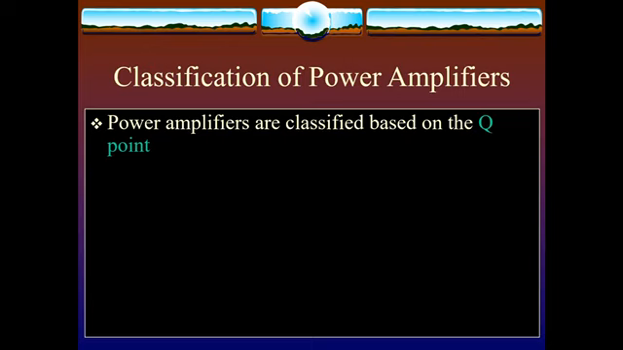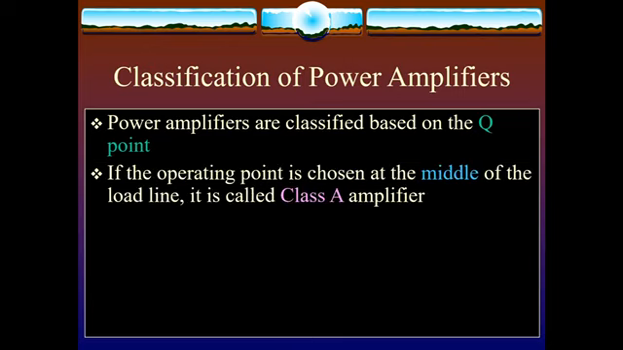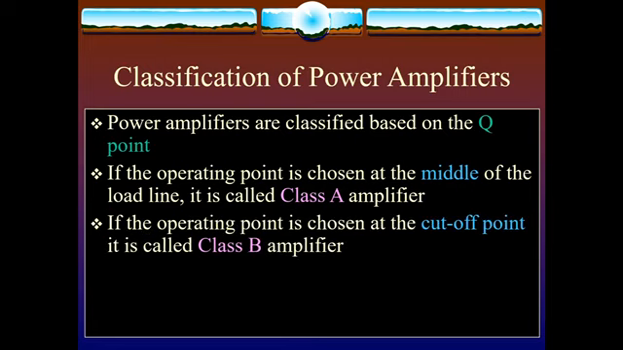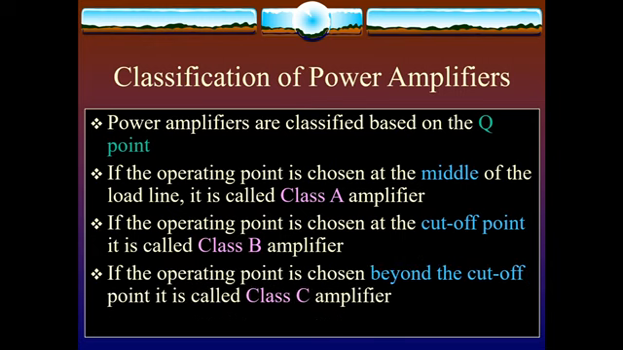Power amplifiers are mainly classified on the basis of the Q point. If the operating point is chosen at the middle of the load line, it is called a class A amplifier. If the operating point is chosen at the cutoff, it is called a class B amplifier. If the operating point is chosen beyond the cutoff, it is called a class C amplifier. So this is about the different types of power amplifiers.